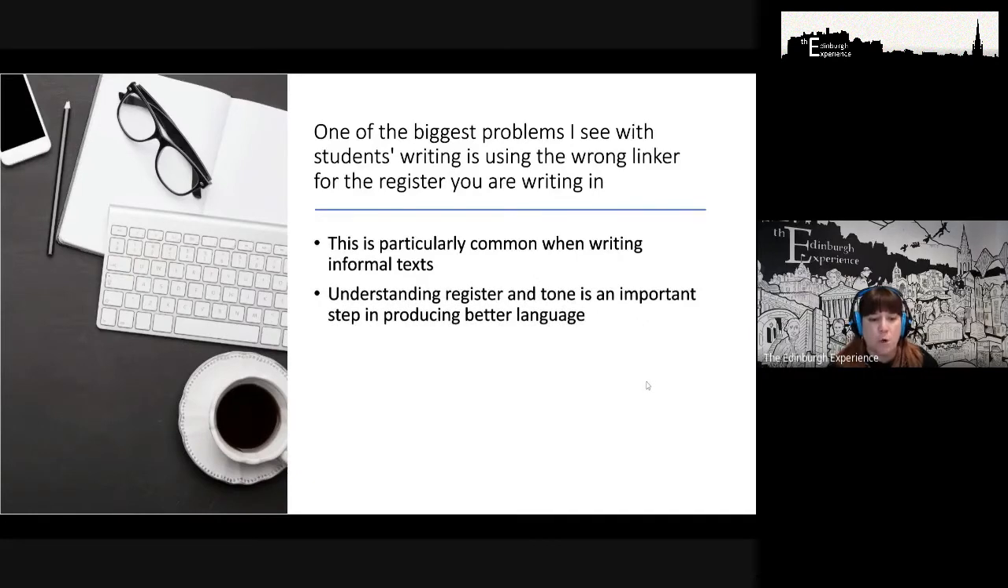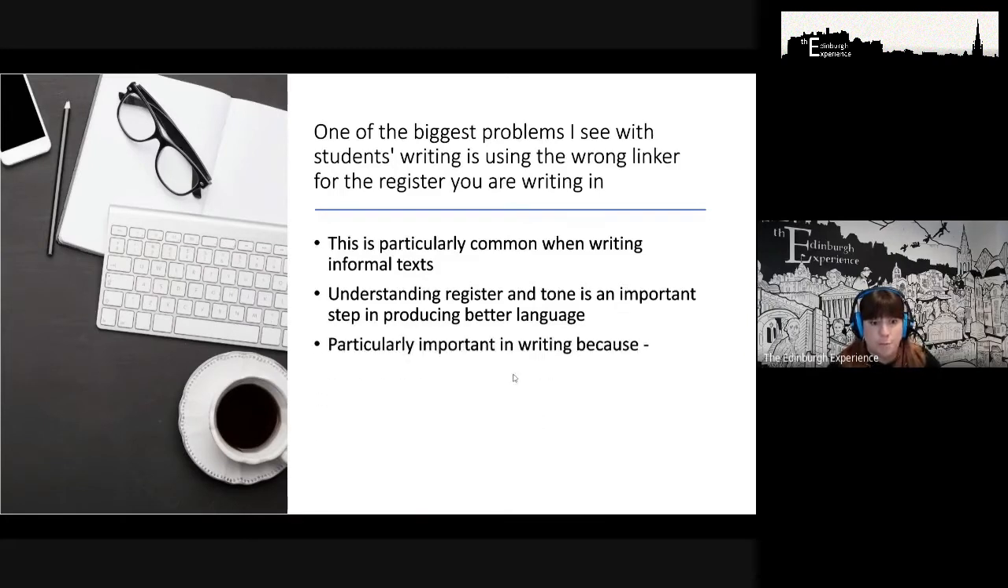So it's really important to be able to understand register and also tone. These things are connected. We say this word register and we think of informal, neutral, formal, but tone is the other really important aspect to this, because some linkers will have a more academic tone, some of them will have a more business tone, some of them will have a more scientific tone. So understanding that aspect of the language is also really important for you to be able to produce better language in general.